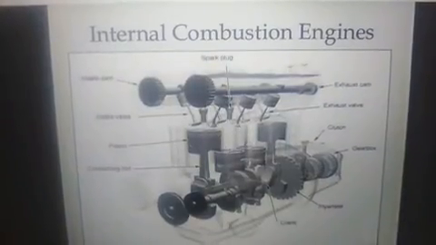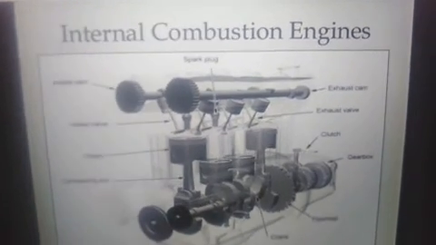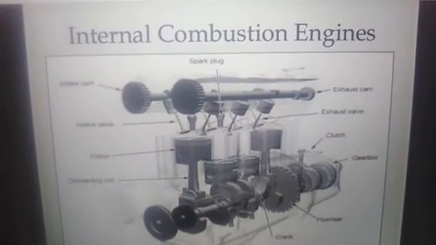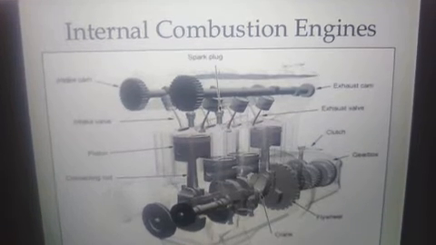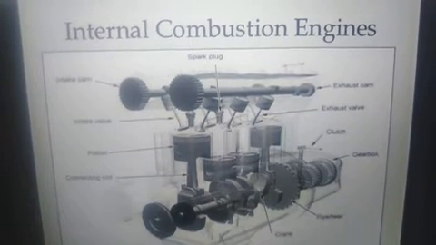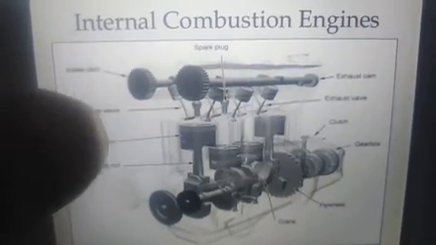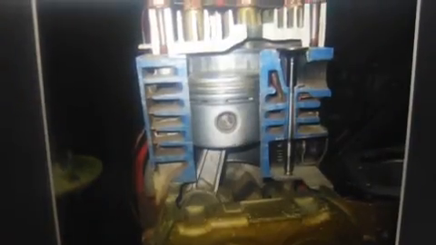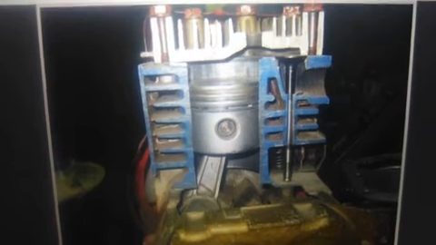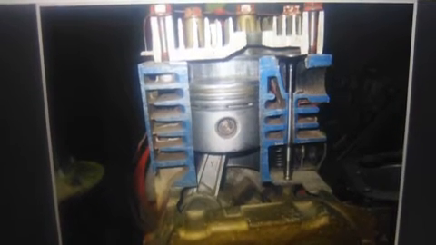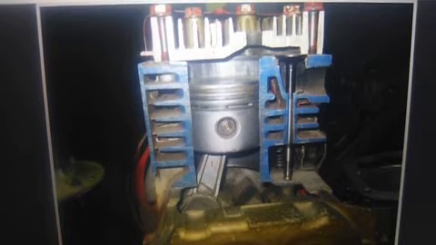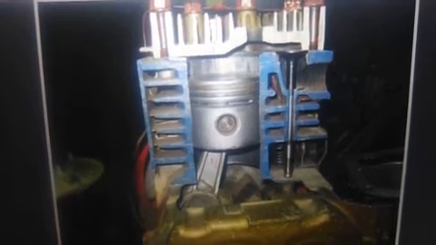Now there are different components of an IC engine: spark plug, exhaust cam, exhaust valve, gearbox, flywheel, crank, connecting rod, piston, intake valve and intake cam. We'll discuss these separately for each engine, that is the 2-stroke and 4-stroke engine. This is the actual diagram of the IC engine, which consists of a piston, connecting rod, different valves, and piston rings, head. These are the valves.